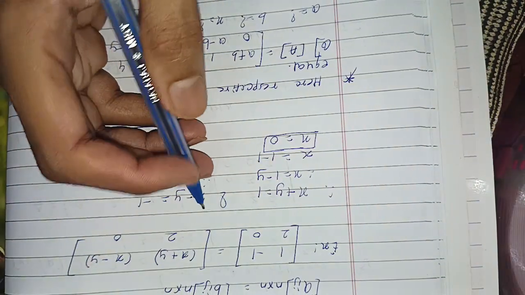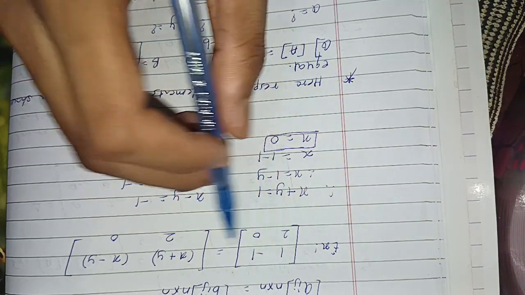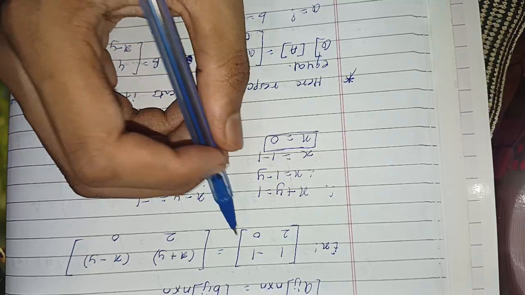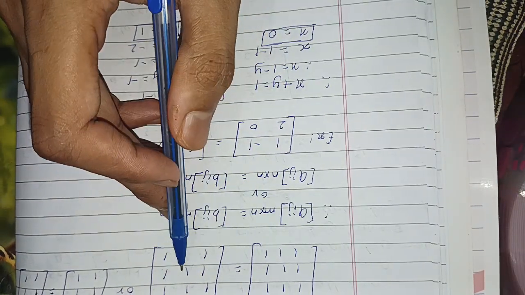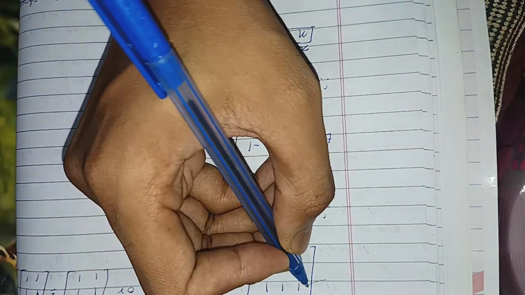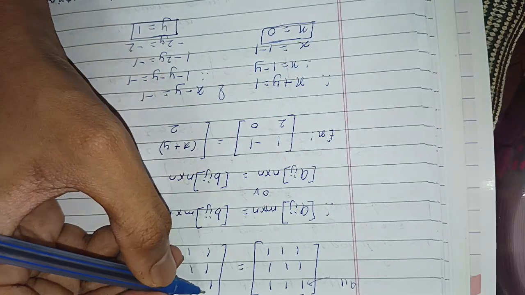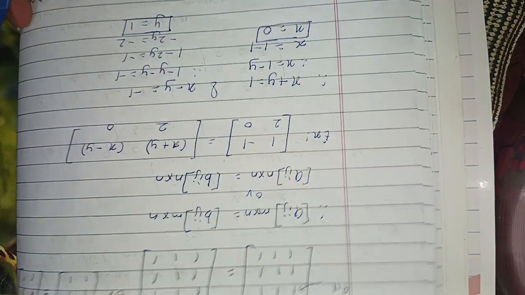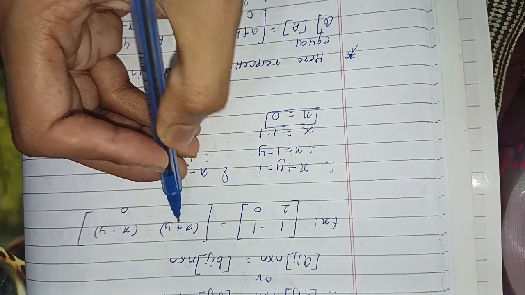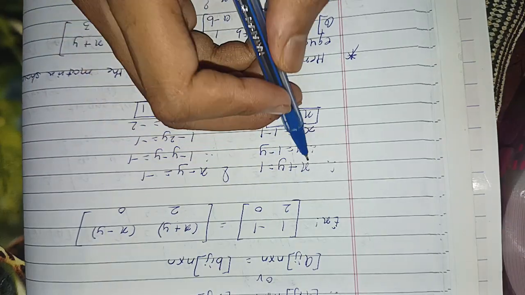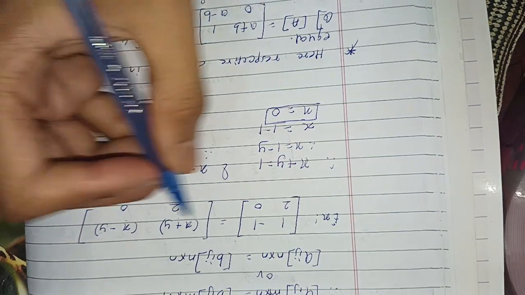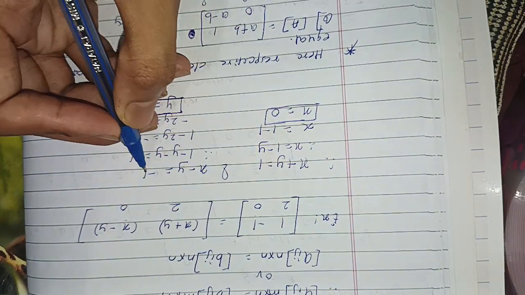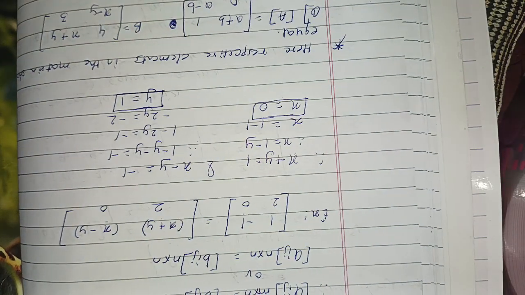So this is a numerical based on this. Here they have given two matrices with these elements. They are saying find x and y. If these matrices are the same, the first element a11 will be equal to this a11. So we can write x plus y is equal to 1. This element will be equal to this element. So x minus y is equal to minus 1. By solving this, you can get the x and y values.